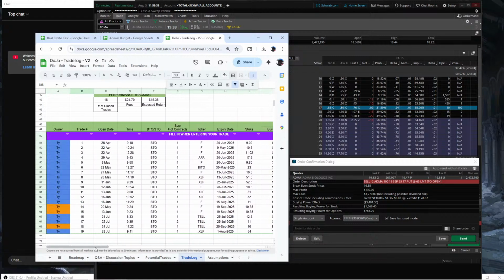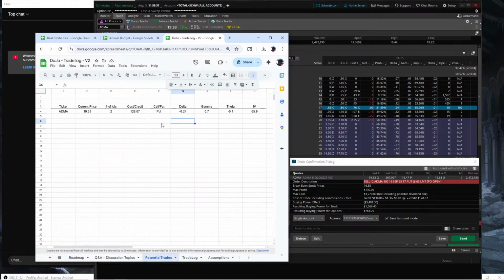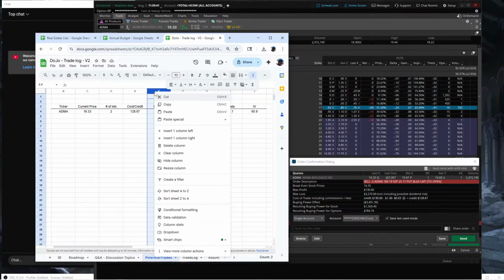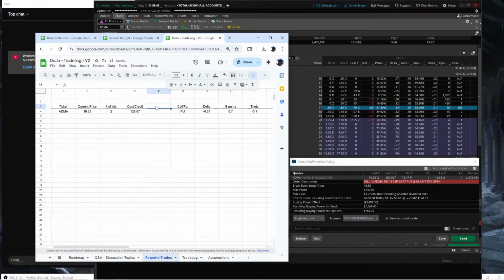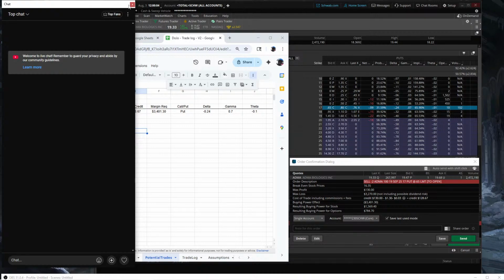Oh, yeah, let's do our margin requirements. That's something to throw in there. So, to the left. Margin req. It's going to be 34.01.30. There you go. That's not bad, man. Not a bad trade.